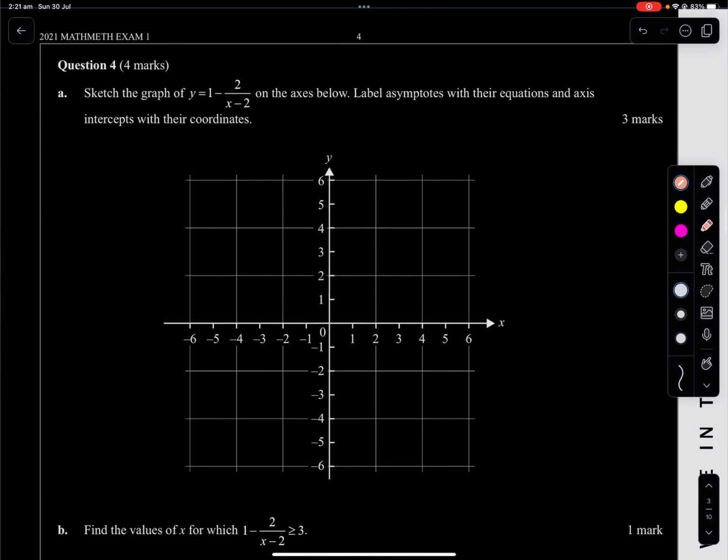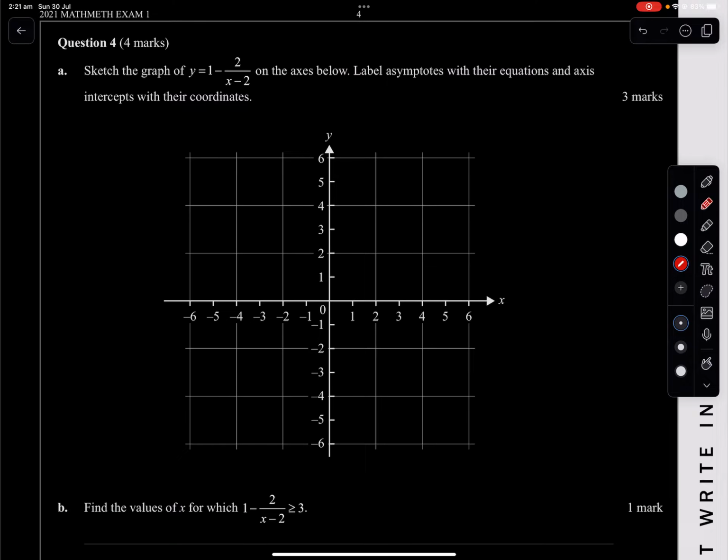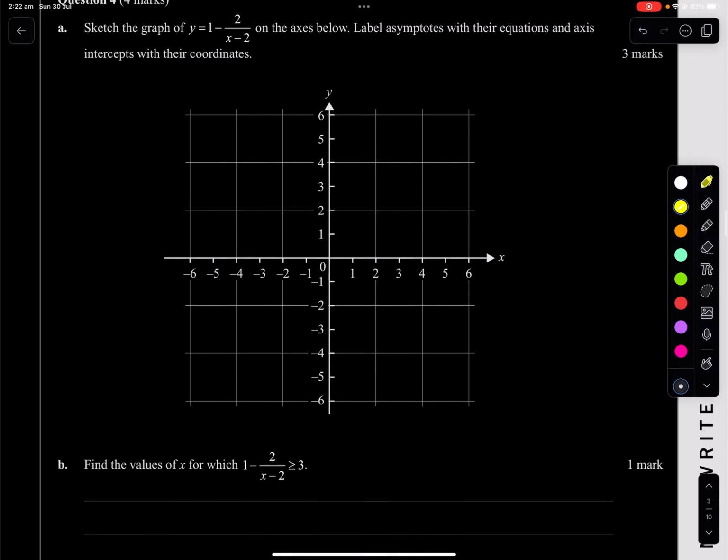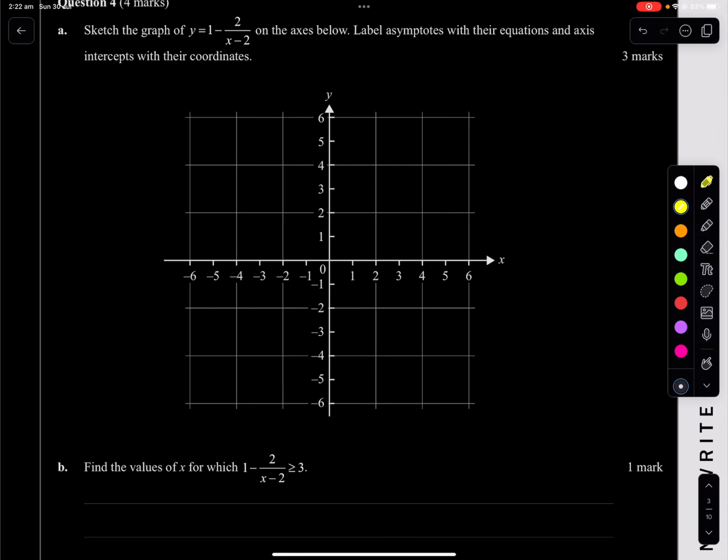All right, let's move on to the next question. Question 4. It says, sketch the graph of y equals this hyperbolic function, labelling asymptotes with the equation and the x-intercepts with the coordinates. So let's do that. We know that there's going to be an asymptote at x equals 2, so at x equals 2. We know there will be an asymptote at y equals 1, so what we're going to do is, yep, y equals 1.